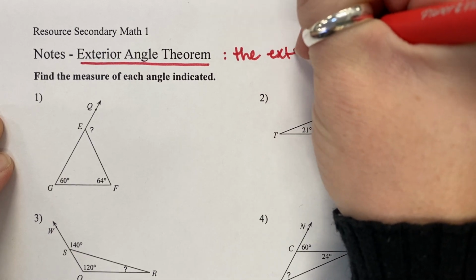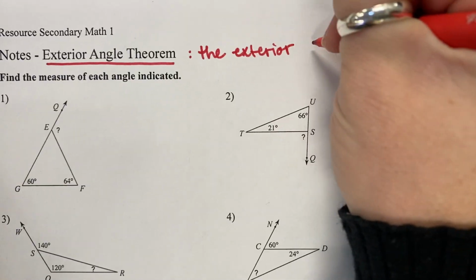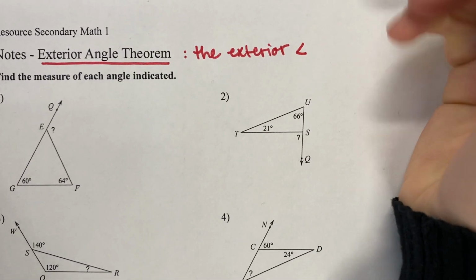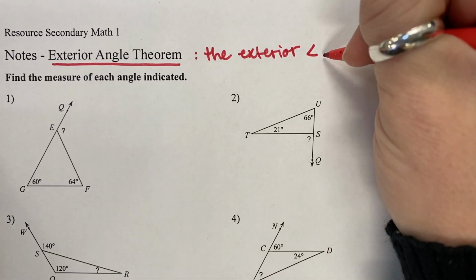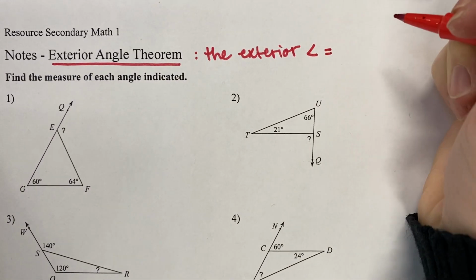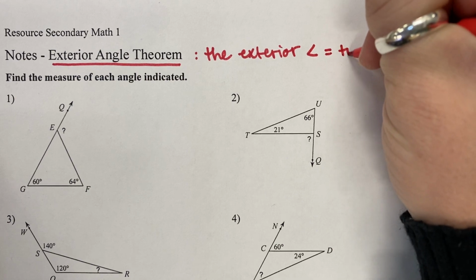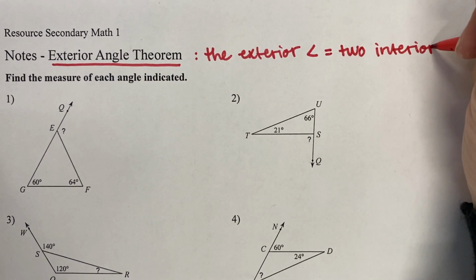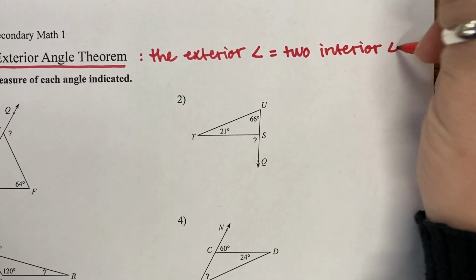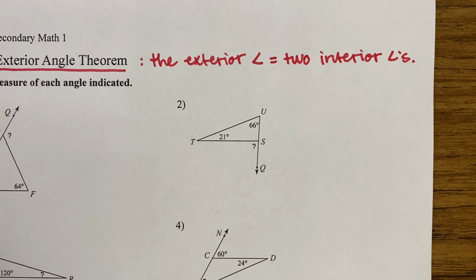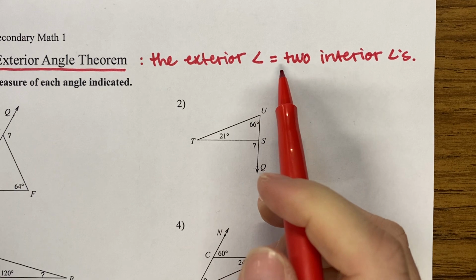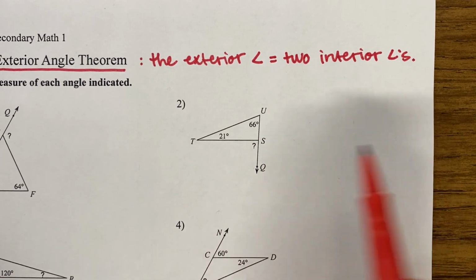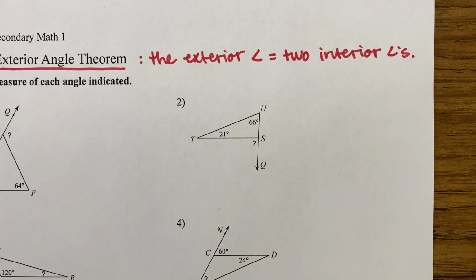The exterior angle of that triangle, which we'll talk about in a little bit, is equal to the two interior angles. So the exterior angle is equal to the two interior angles added together.